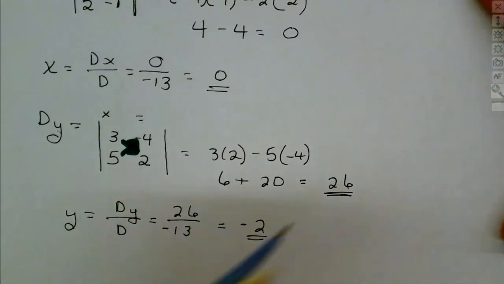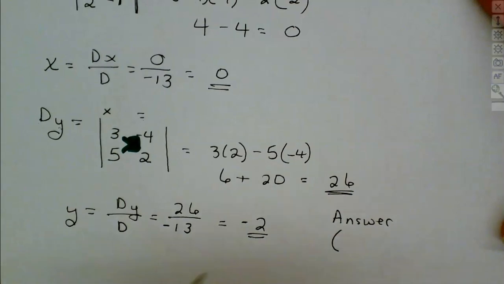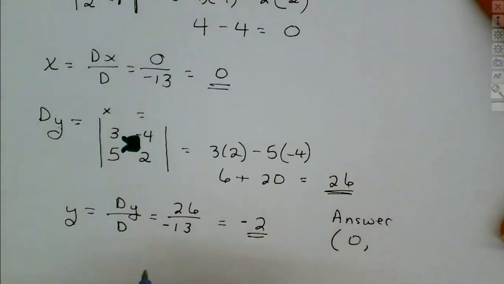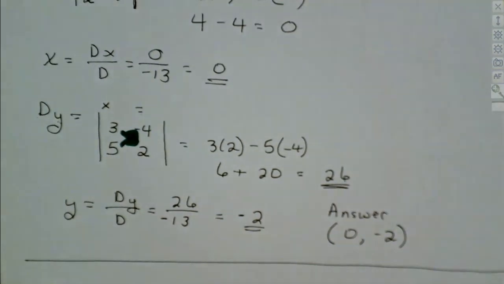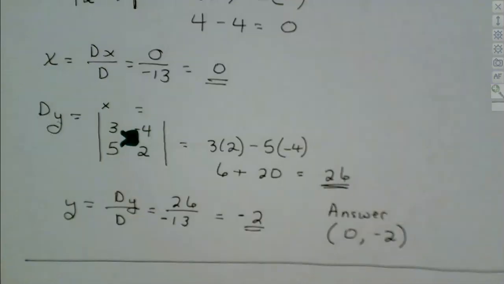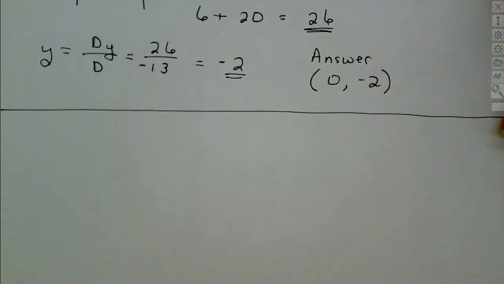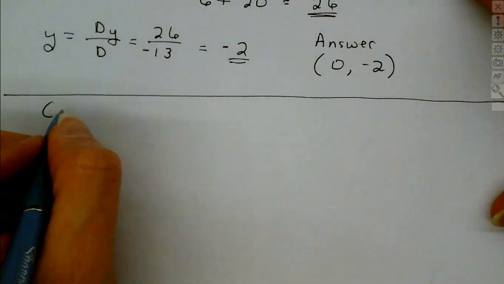Okay, so is everyone all right with that? Now, what would the answer look like as an ordered pair? As an ordered pair, it is going to be 0, which was my x here, right? Comma, minus 2. You can't always use Cramer's rule. Cramer's rule does not work when d is 0. So if your d comes out to be 0, you're going to have to try another method. And I'm going to show you one of these here in just a moment.